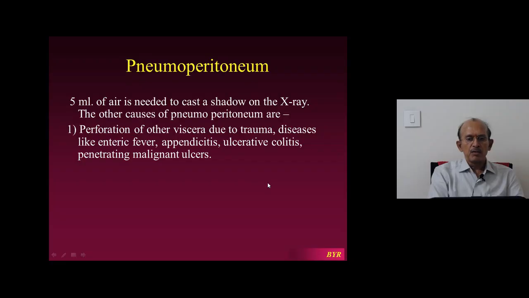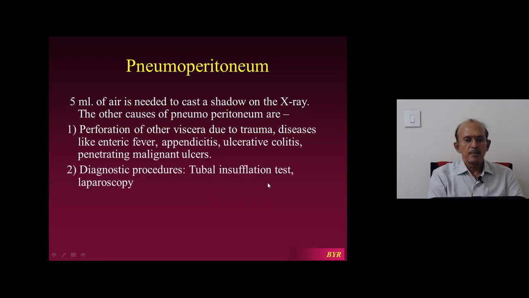The other causes of pneumoperitoneum, apart from perforated peptic ulcer: perforation of other organs can also produce pneumoperitoneum. There is perforation of other viscera due to trauma, or disease like enteric fever, appendicitis, ulcerative colitis, penetrating malignant ulcers. And pneumoperitoneum can be there following diagnostic procedures like tubal insufflation test and laparoscopy.